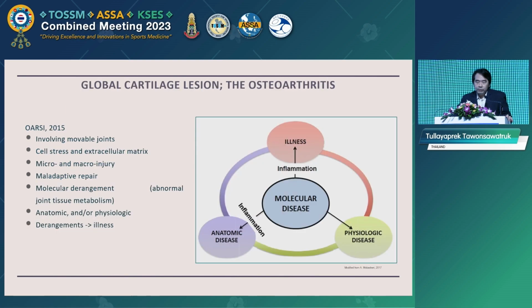We move from the focal cartilage defect to the global cartilage defect, like osteoarthritis. This is a different story. Osteoarthritis is global. You have to think about the whole moving joint: cell stress, extracellular matrix, macro and micro injury, adaptive repair and molecular rearrangements, and anatomy like the alignment of the joint. All together it comes up with the illness, the anatomic disease, pathology disease, and illness. You have to think about all together, not only the focal cartilage defect.